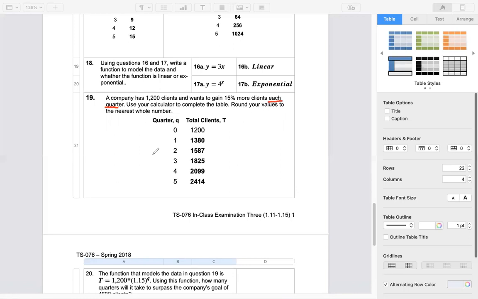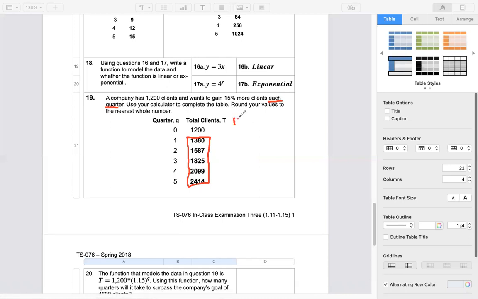Let me show you what you're going to see here. See all the bolded numbers here? You wouldn't have these answers on your exam; you'd be asked to figure out what these answers are. It says that each quarter there's 15% growth. I showed you a couple of ways. There's two options for figuring out 15% of 1,200.